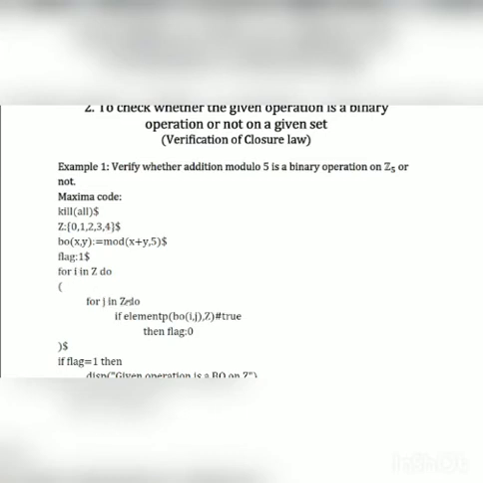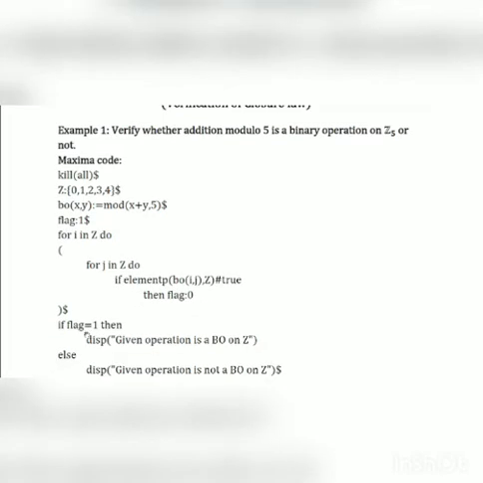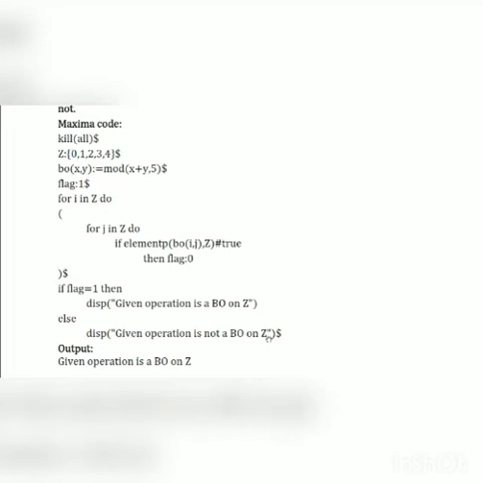So this is going to repeat for all the values till I takes 4 and j takes all the values. And after taking all these values, if your flag still remains 1, then it displays that the given operation is a binary operation on Z. Even if it fails for a single value, then your flag will be 0. If the flag is 0, then it displays that the given operation is not a binary operation on Z. Remember, only if the flag value is 1 does it print that the given operation is a binary operation. Otherwise, it is not a binary operation. In this case, the output is that it is a binary operation on Z.